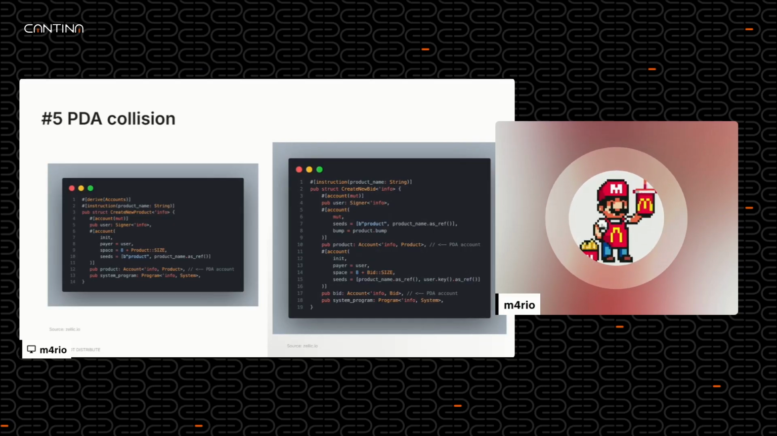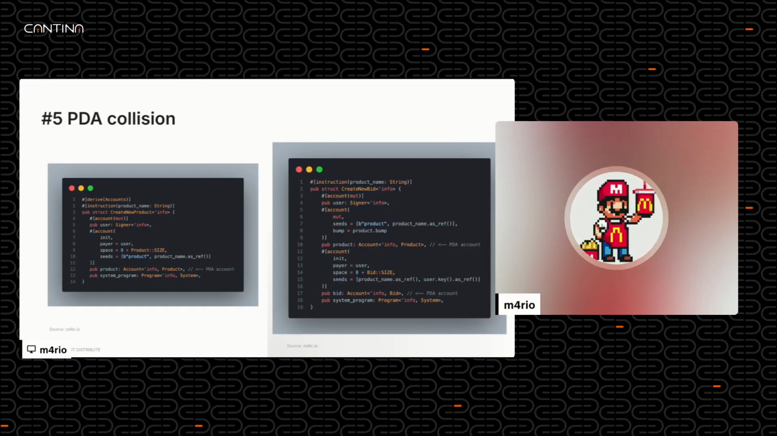Now let's talk a bit about a more complicated, let's say, issue with the PDAs. We have here two instructions. We have basically create a new product, which defines a new product with a name. And this product is basically a PDA that stores data. And we have a bid. So people can bid on that product. And every bid is created by using the product name and the user public key. And again, the bid is a PDA.